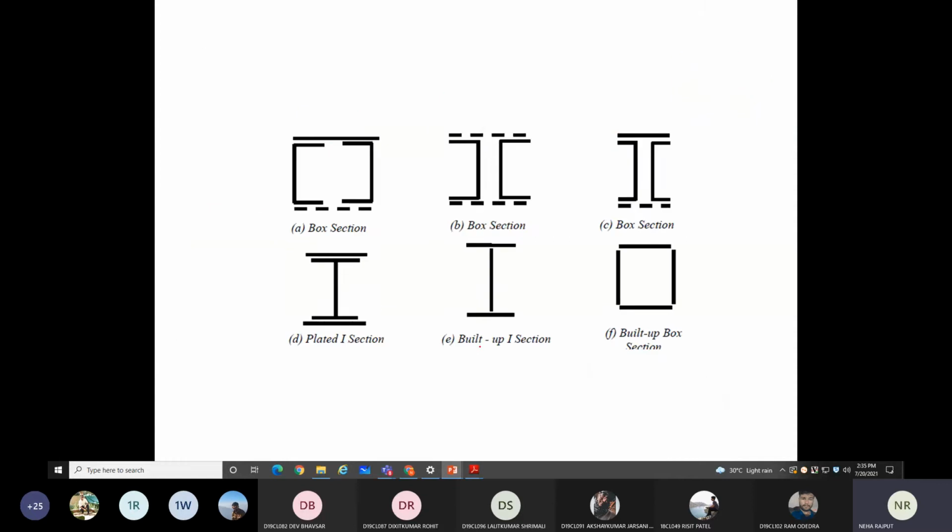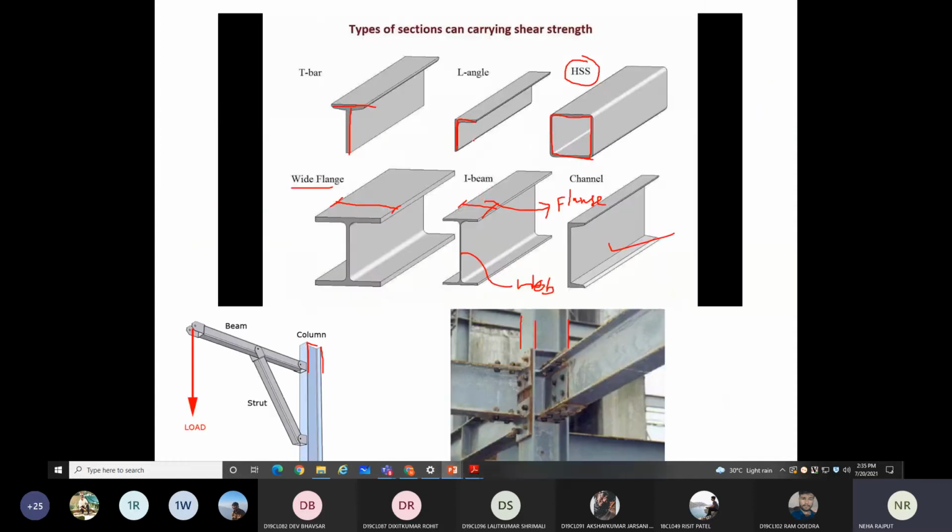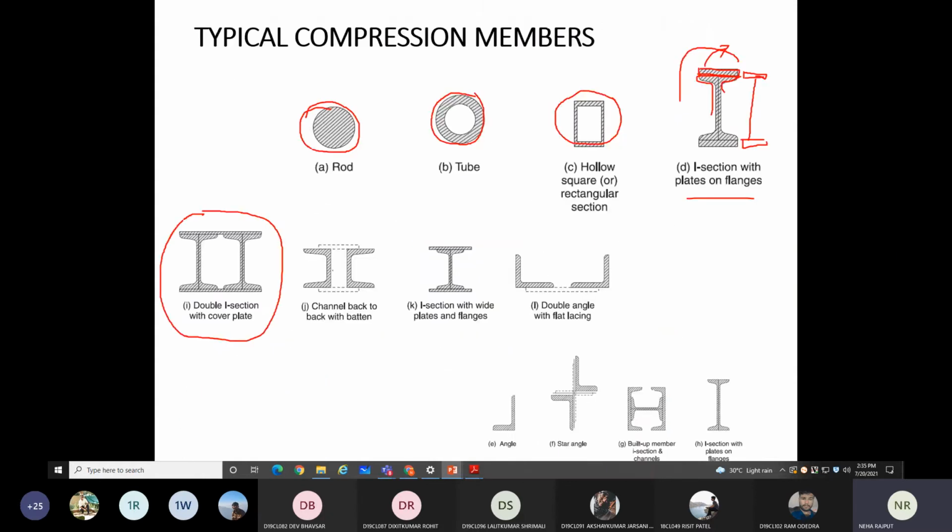Then channel section. As I told you, this is the channel section. And to form the column, channels are placed like this, back to back, channel back to back connection, right? With battening, like plate. This is the battening. Right, this is an I section with wide plates on flanges. Wide plate means the width of the plate is higher than the flange width.